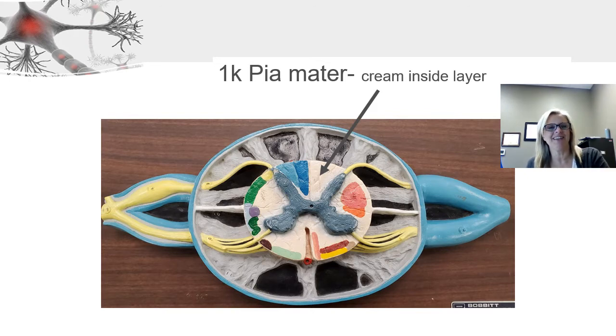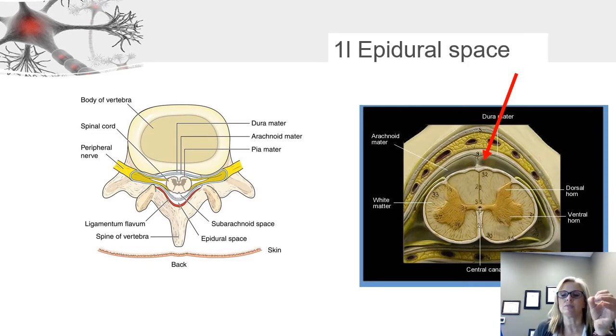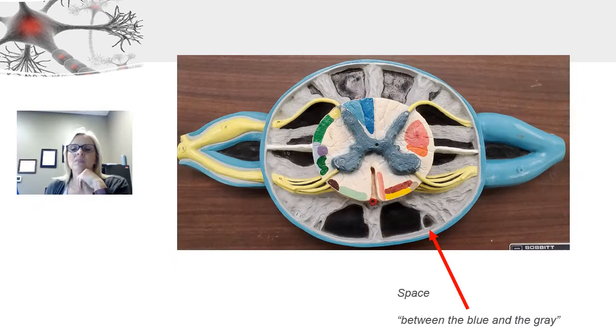Never really easy, right? Not on this. All right, and so we also have some spaces, and this one is above. It means above, and it's the space between the dura mater and the vertebral wall. So this is the epidural space. Important because this is where you get your epidural, right? So on this one, the arrow is pointing kind of between the blue and the gray, which is really hard to show, okay? And so this is the subdural space.